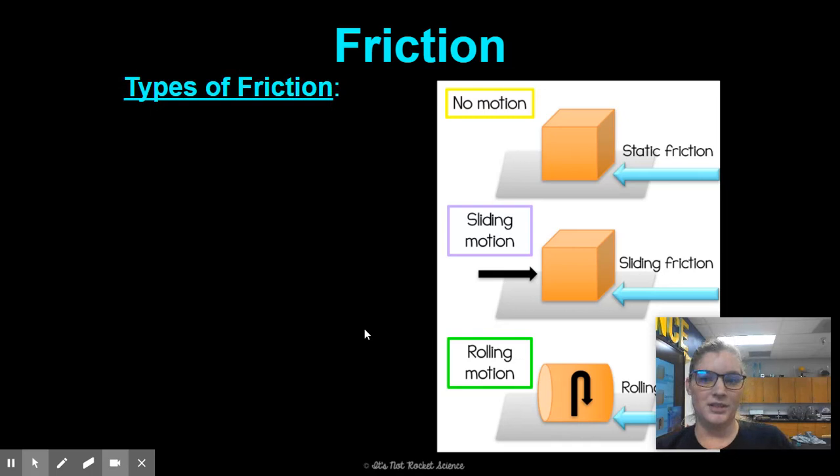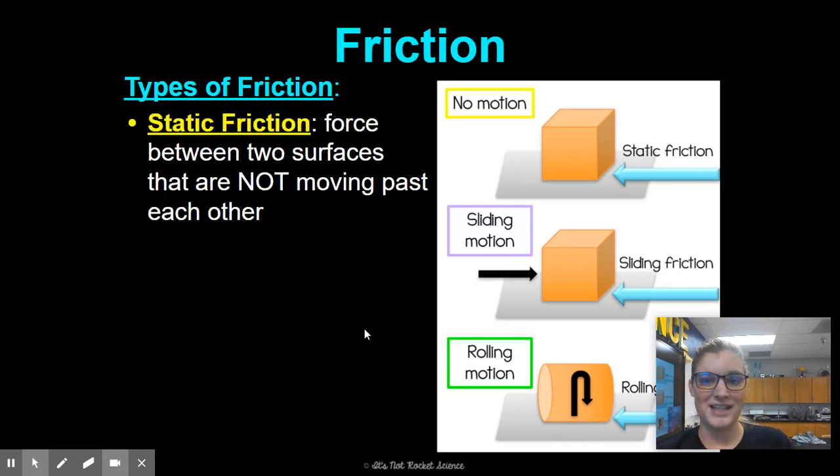So we have three different types of friction. Static friction is when we have forces on two surfaces and it's not moving past each other. So like when you set a pencil on a flat surface and it just sits there, that's static friction. Nothing is happening. We're not moving anywhere. We're just sitting there. But it's keeping it there because if you were to put the same pencil on a block of ice, you might see it slide around a little bit, or in a puddle of water.